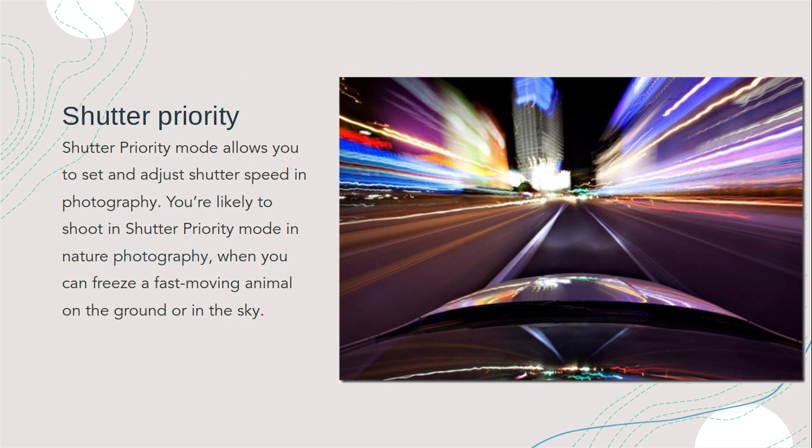So, shutter priority allows you to set and adjust. It creates this motion blur, but you only see the detail of the car, and not fully. It's like you're in a race, and this person has decided to make it look fast, like they're in a race, or the car's driving really quickly.